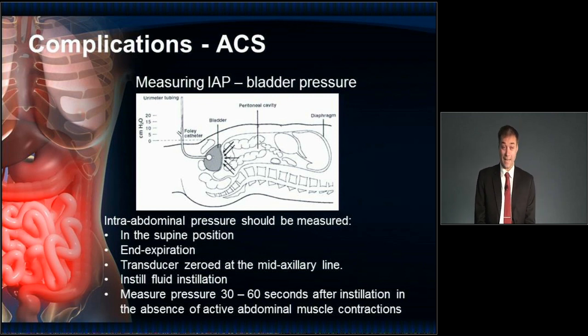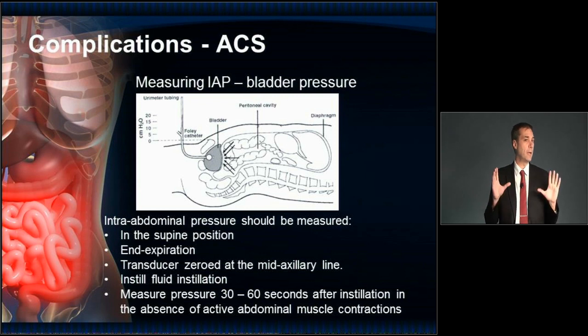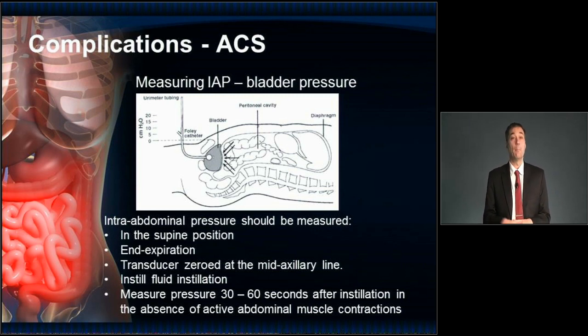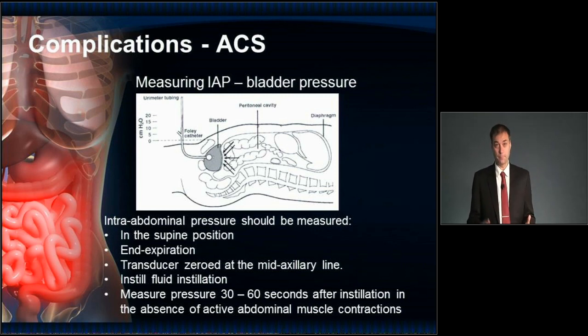It should be measured in expiration, because remember, at the height of inhalation, the diaphragm is going to push down against the peritoneum, which can increase bladder pressures. So we want to do an end expiration measurement. Like any time you're measuring pressures, zero out your transducer at the mid-axillary line. Put the fluid in, and the amount of fluid instilled is going to be institution dependent. Different institutions use different fluid amounts. The important part is that every person measuring pressure on each shift uses the same amount of fluid, so you're comparing apples to apples. You should measure the pressure in the bladder with the transducer through the urinary catheter.